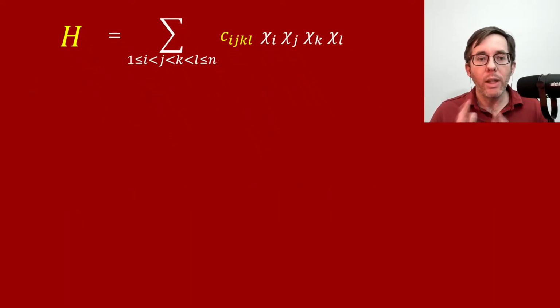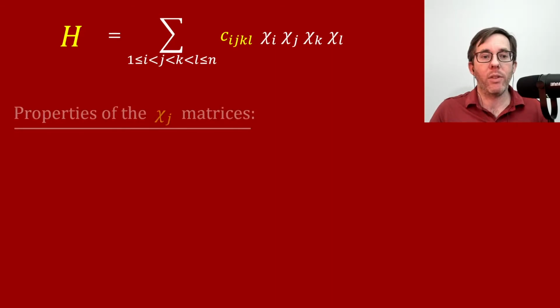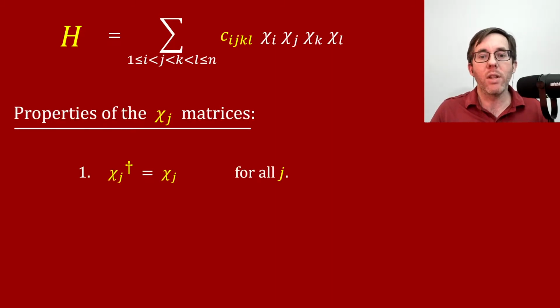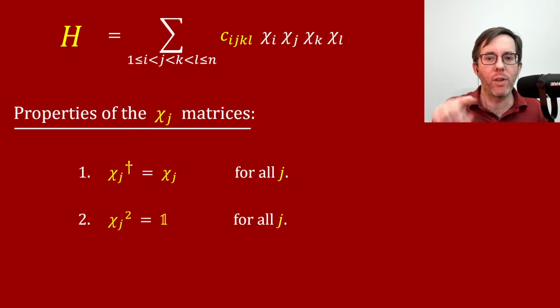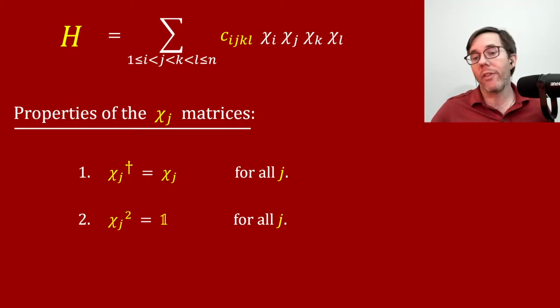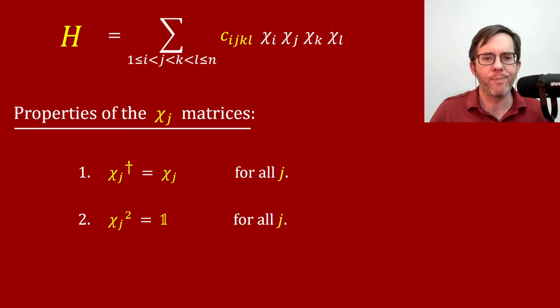Okay, so here are the key properties of the chi matrices. First, these are symmetric matrices. Well, actually they're complex matrices, so I should say that they're Hermitian matrices. That is, the conjugate transpose of chi j equals chi j for every j. One thing this implies is that they all have real eigenvalues. Second, they square to the identity matrix, and this funny symbol 1 is my way of writing the identity matrix. So in particular, this means that all of their eigenvalues are either +1 or -1. So they sort of behave like Boolean variables.